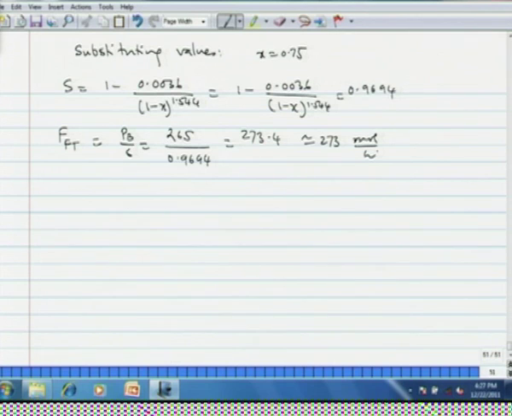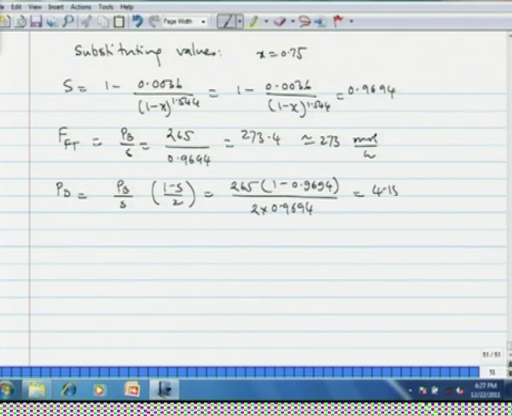Then the diphenyl production, PB by S into (1 minus S by 2). So, again putting all values, we get diphenyl production as 4.18 mole per hour, which we can approximate as 4 mole per hour.